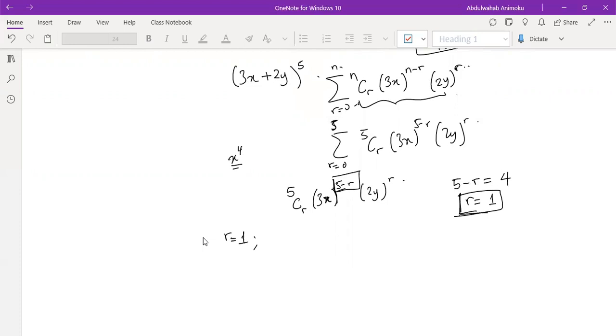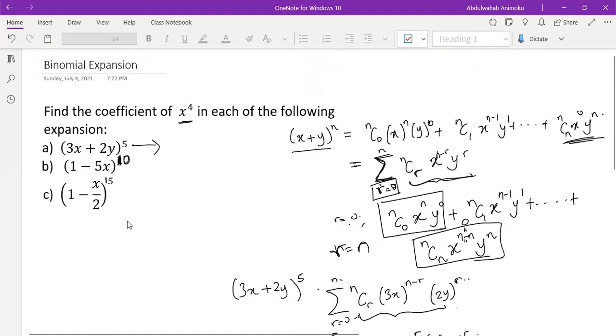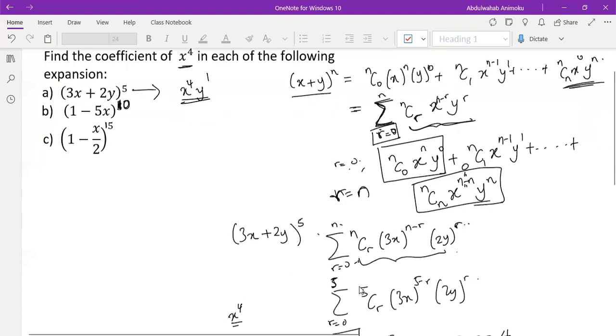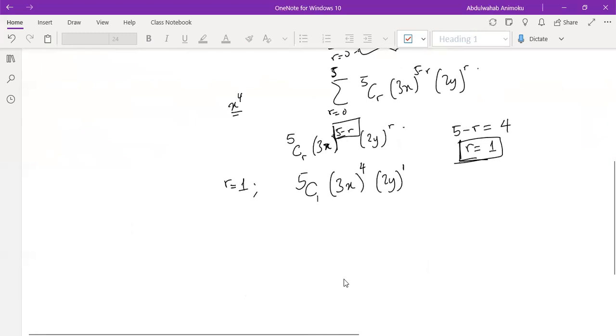So what does that mean? 5 combination 1, 3x raised to power 4 because r is 1, and then 2y raised to power 1. In fact, this problem should have asked for the expansion of x raised to power 4, y raised to power 1 for this particular one, so let's just modify this to x raised to power 4, y raised to power 1. Okay, so what would that give us? That would now give us 5 combination 1, which is actually 5.